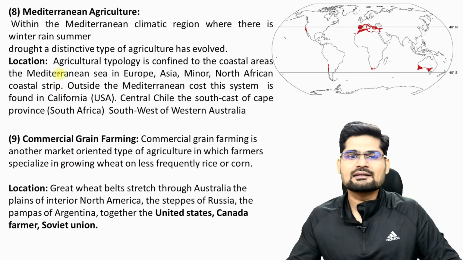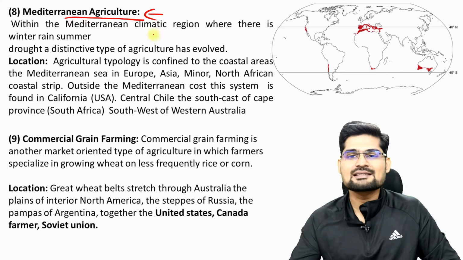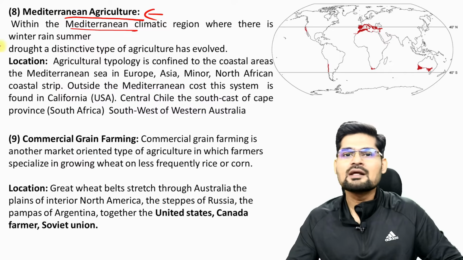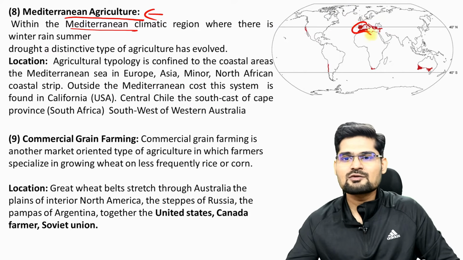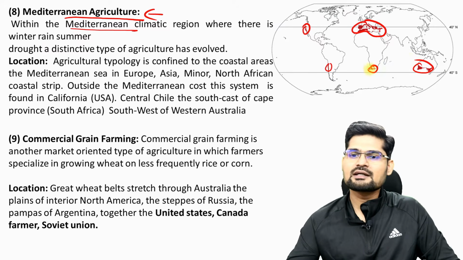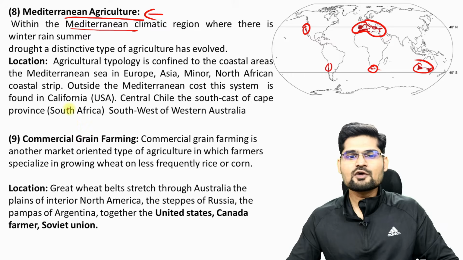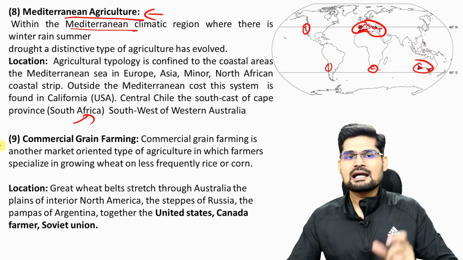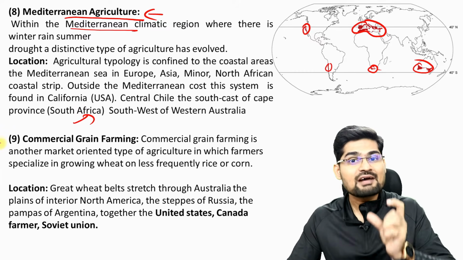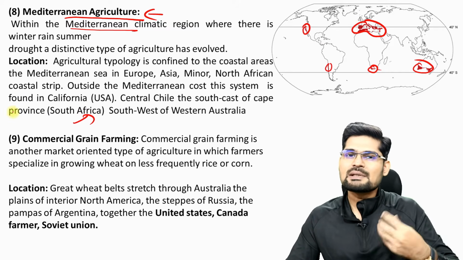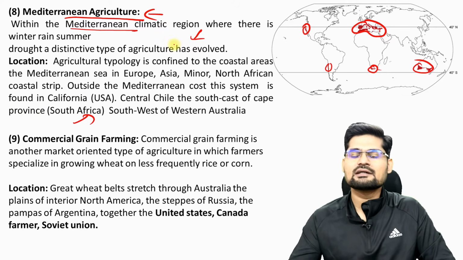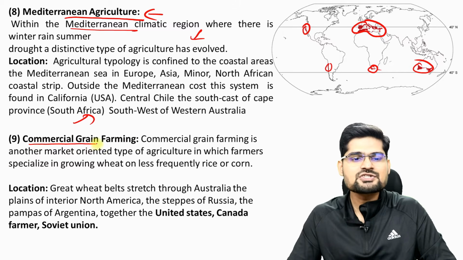Then comes the 8th category, which is Mediterranean agriculture. As the name suggests, the climate has Mediterranean impact, that is winter rainfall majorly, right? So if you observe the areas around the Mediterranean, also some coastal areas, some coastal tips of Australia and also Africa, right? So if you observe the locational importance here, these areas have a distinctive flower growing season, vine growing season, right? So basically citrus fruits, wine and several other fruits and other products are involved in this kind of agriculture. Then you have commercial grain farming.